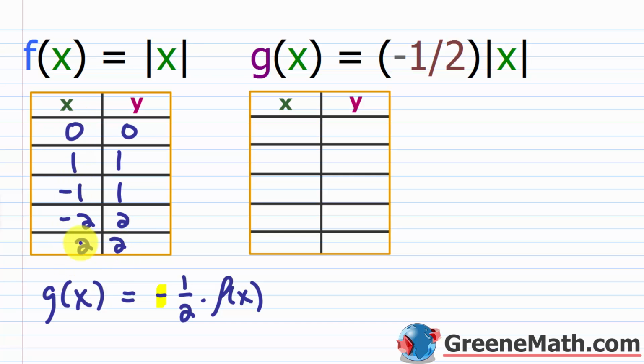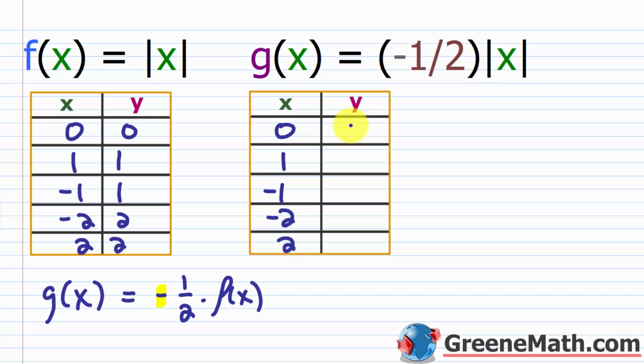I plug something in for x. I take the absolute value. I get y. Essentially, anything I plug in here just becomes non-negative. Now, with this one here, I can take these same x values, so 0, 1, -1, -2, and 2, and I can just multiply the corresponding y values by -1/2, right?